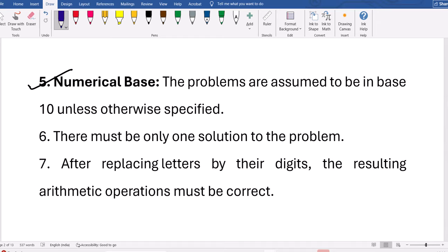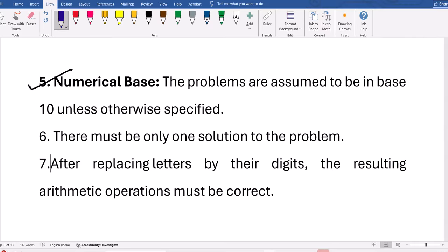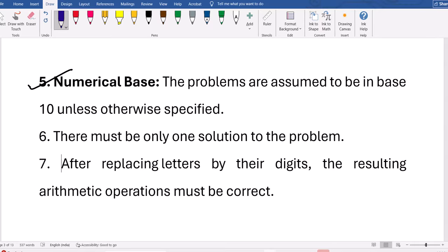And after substituting each letter, whatever you evaluated, the equation must be correct, whether it is addition, subtraction, division or multiplication. After you assume this is the value of each letter, when you substitute it, that calculation must be true, or else there is a mistake from your end in the calculations. There is only one solution, and all these are the basic rules.